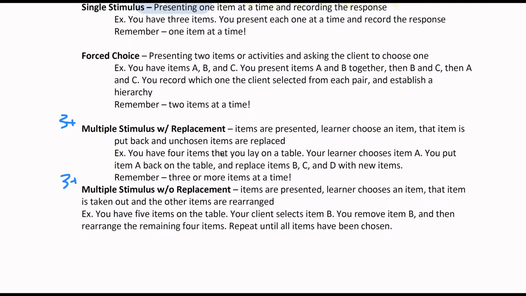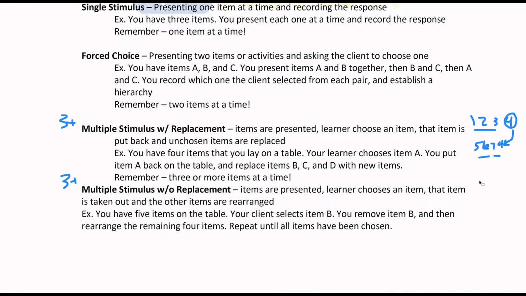Multiple stimulus with replacement. That's exactly what it sounds like. Let's say you have items 1, 2, 3, 4, and they pick 4. Well, you're going to replace 1, 2, and 3, let's say 5, 6, 7, and then you'll have 4, right? And you can rearrange these. But the one that was picked was put back, and then you replace the other items.